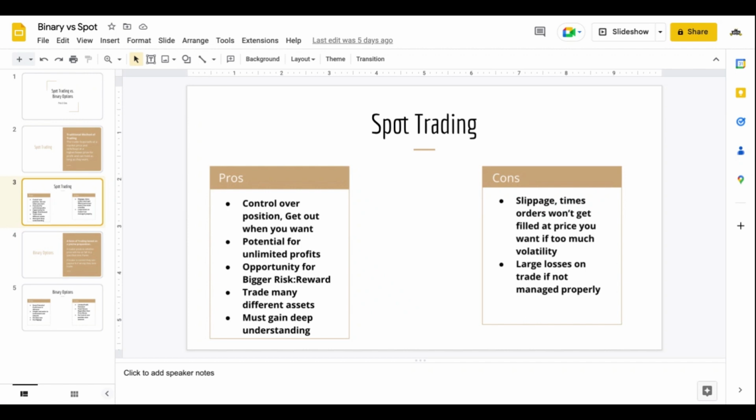Another pro to spot trading is the opportunity for bigger risk to reward. So say I could risk 5 pips to make 30 pips, 10 pips to make 50 pips. So basically you're risking less to make more. So if I put up $1, I can make potentially $5, $3. Okay. And you could trade many different assets.